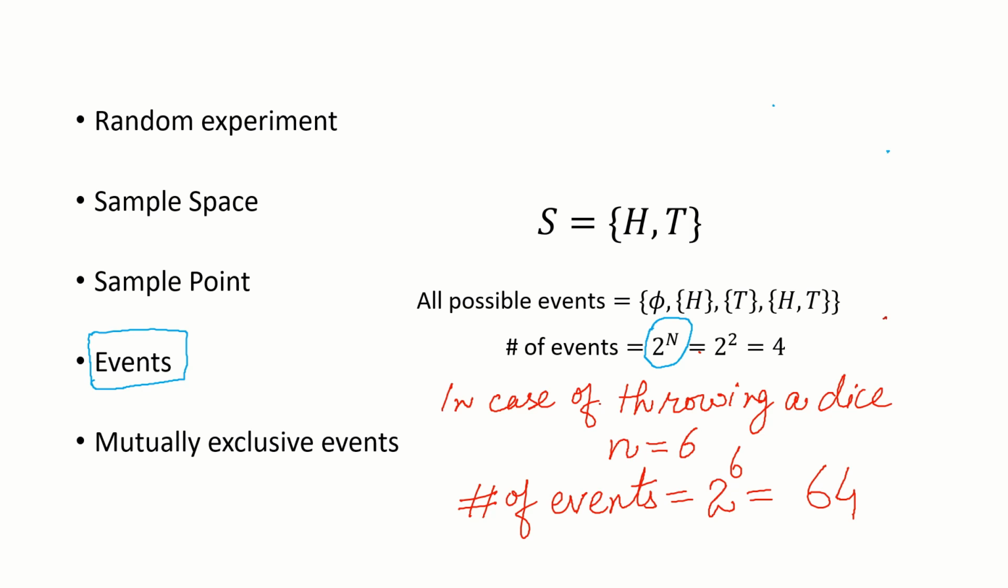Now you may ask the question, why are there 2 raised to the power n events if the possible outcomes are only n? After all, the experiment will result in only one of the possible outcomes. So there should be n events if there are n possible outcomes. Another question is, why an empty set is an event? These are relevant questions. You will get all the answers later in this video when we discuss practical scenarios. At this point, just keep in mind that any subset of the sample space is an event, be it an empty set or the sample space itself.